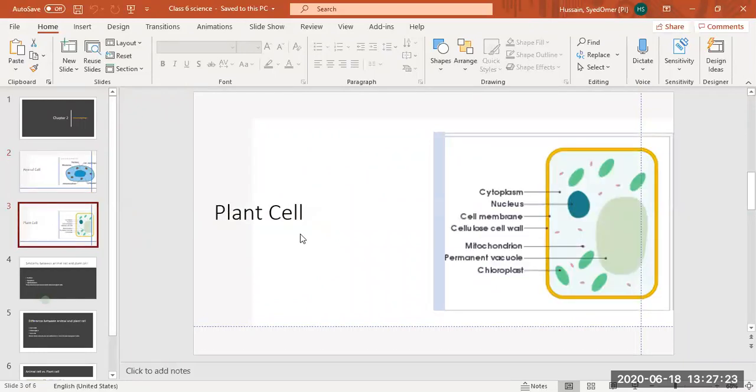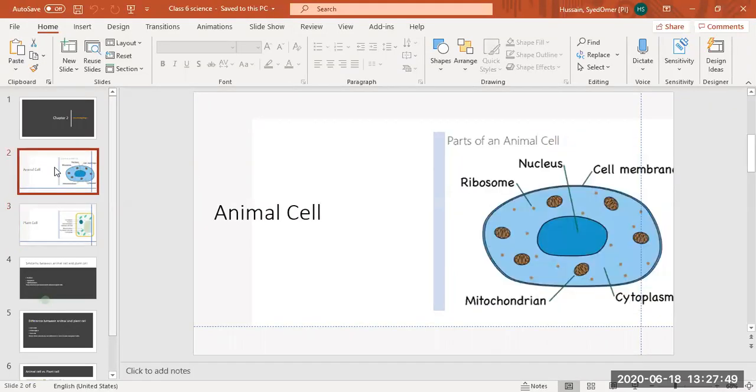Now we see how many structures a plant cell has. Similar to your books, I will just tell you the parts which are in your books. Number 1, cytoplasm. Number 2, nucleus. Number 3, cell membrane. Number 4, cellulose cell wall. Number 5, permanent vacuole. And number 6, chloroplast. So now you study these 6 parts which are present in a plant cell. Now what have we studied in an animal cell? We have studied 3 parts in an animal cell: nucleus, cell membrane, cytoplasm.